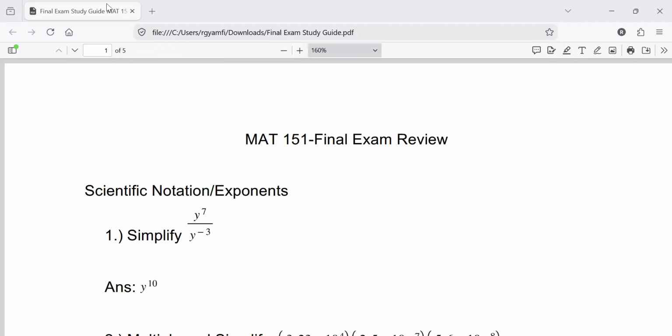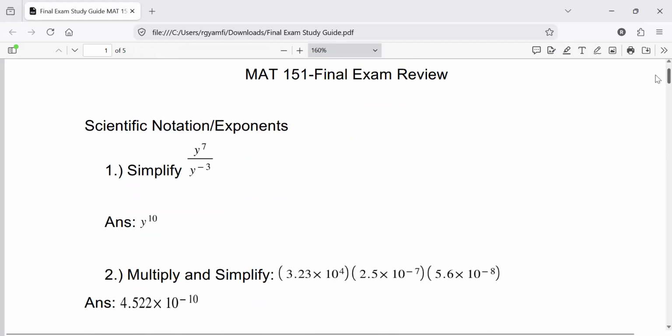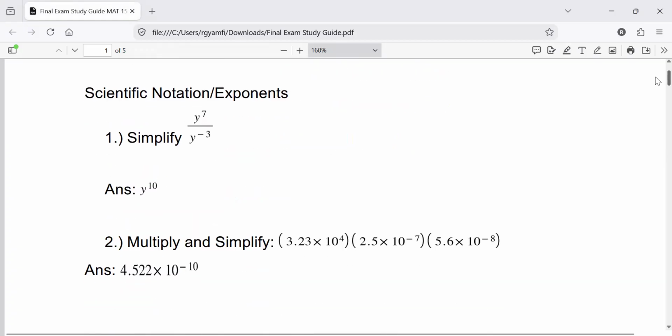Hello. So in this video, I'm going to go over all the problems in the final exam study guide for the algebra course. So let's start with number one. The first part deals with exponents and scientific notations. For number one, we've got y to the power 7 divided by y to the power -3. From rules of exponents, if you forgot about them, I did a video on exponents and then scientific notations. Please go back and watch that video.